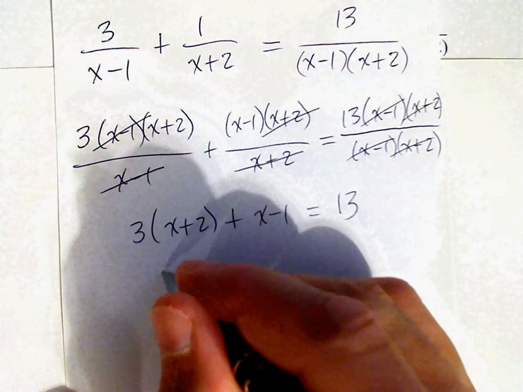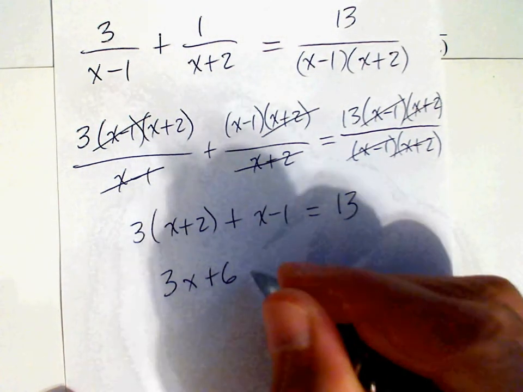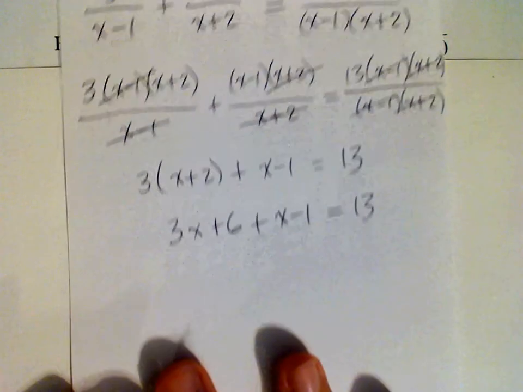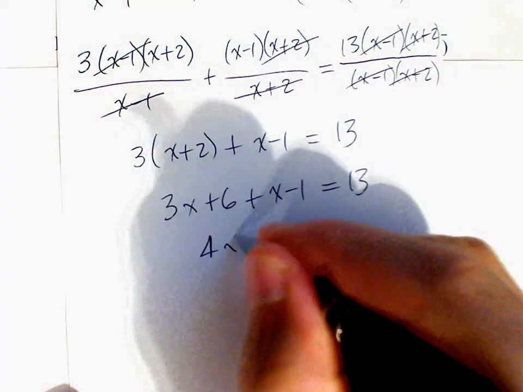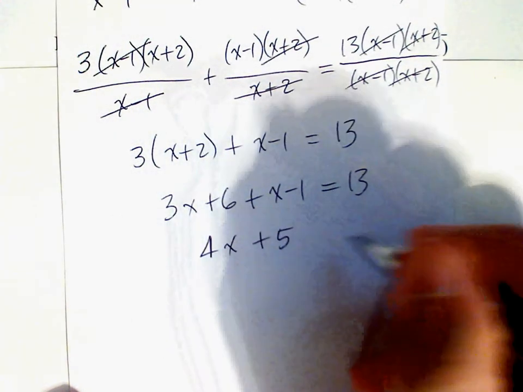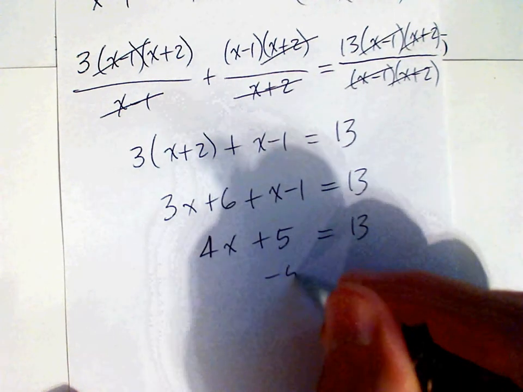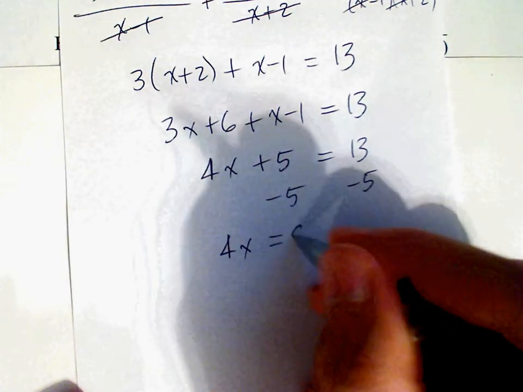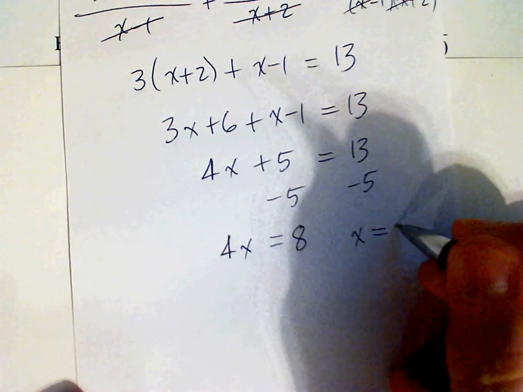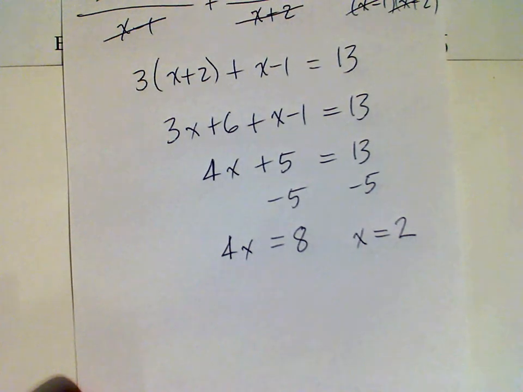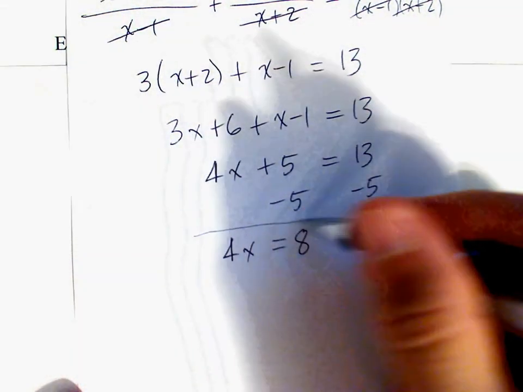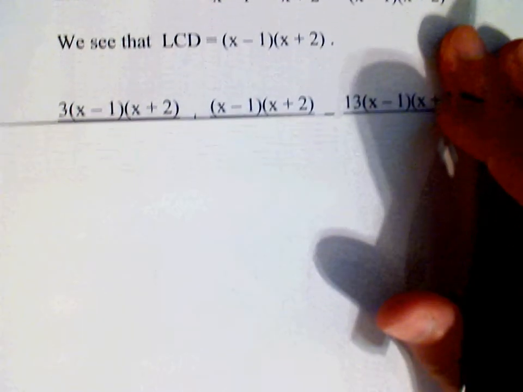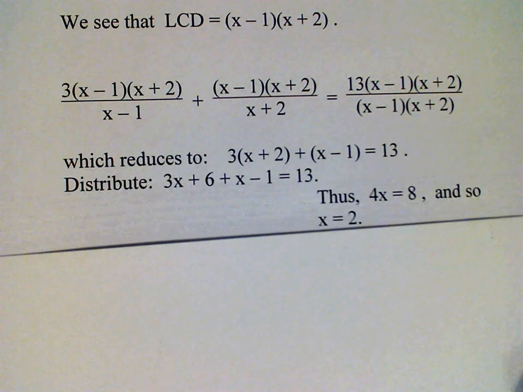Okay, so that gives us 3x plus 6 plus x minus 1 is equal to 13. So combining the like terms, we get 4x plus 5 is equal to 13. Subtracting 5, we have 4x is equal to 8, so therefore x is equal to 2. And again, the solution is sketched out here in the notes.